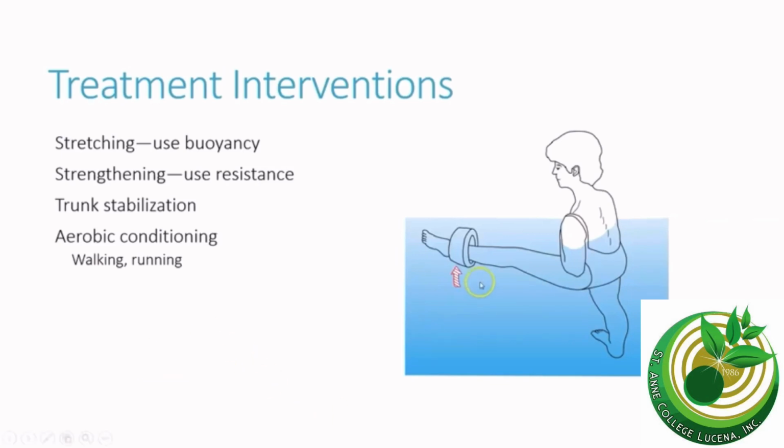So this was the picture I said I was going to show you about doing stretching. What they did was they took a flotation ring and put it around the patient's ankle. She's standing in the water, and that's going to float up towards the surface, which is going to help stretch out her hamstrings. So here's one way you can do a hamstring stretch in the water.